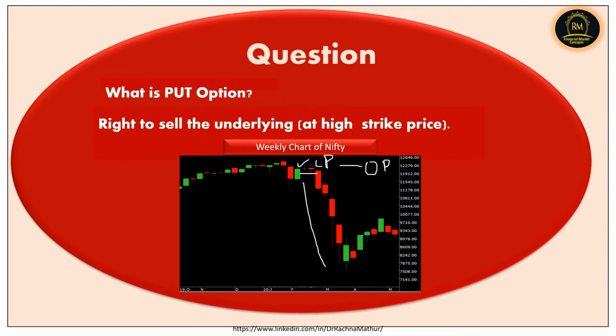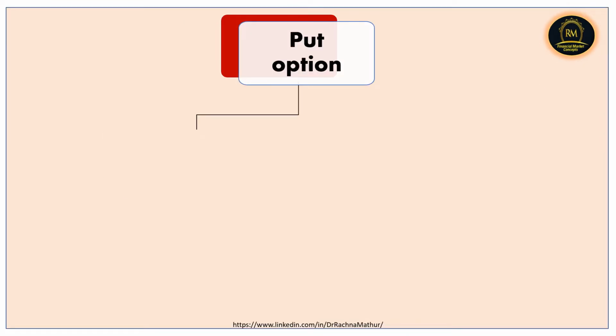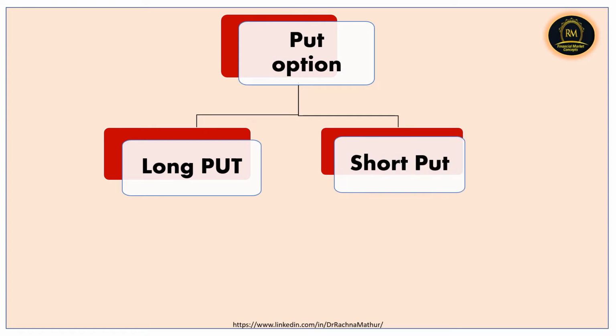Now we will wait for the market to fall down and we again buy at the 7,800 level. So this shows that selling was done at a higher strike of 12,200 rupees. Buying was done at a strike of 7,800 rupees, the lower strike, and the profit is 4,400 rupees in the put option.